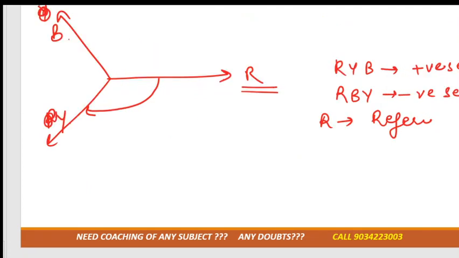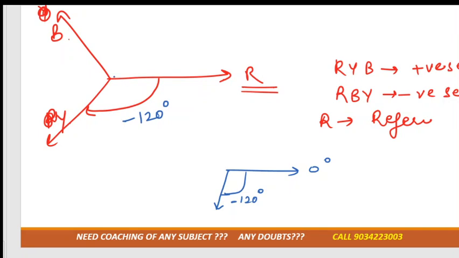Now we'll take R as the reference. If I take 0 degree here, 0 is the reference always. If I mark this angle, would it be positive 120 degree or negative 120 degree? If I draw according to the maths, here is 0 and here is the downward angle, so it would be negative 120 degree. So the angle between R and Y is minus 120 degree.